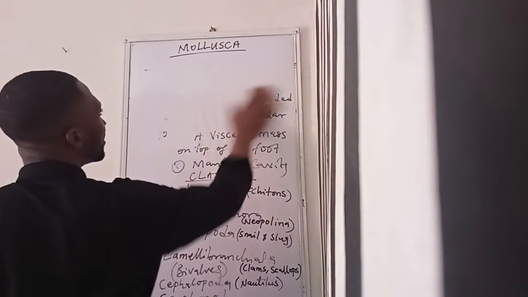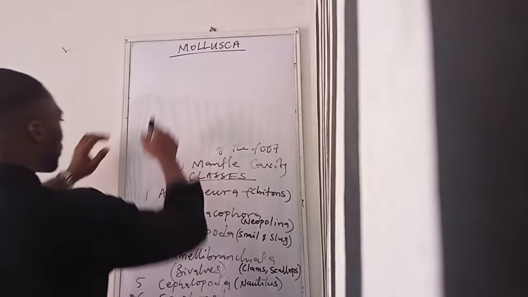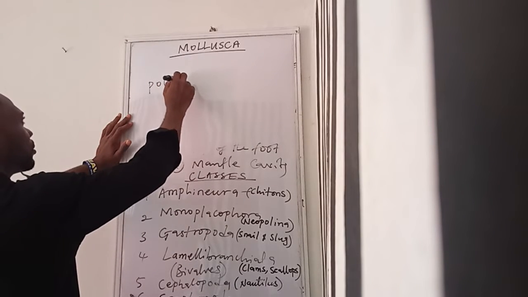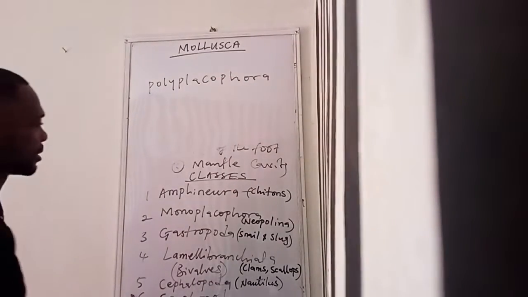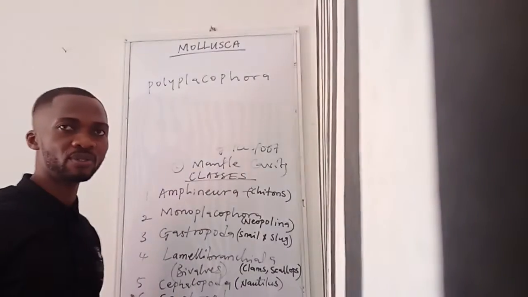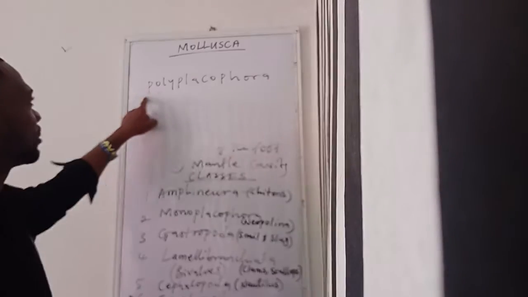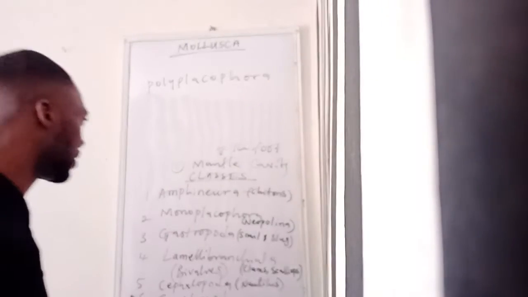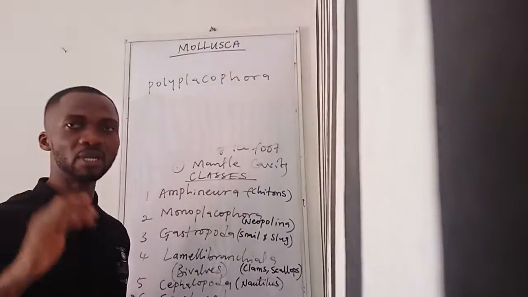Amphineura is also called polyplacophora, and the reason is because of the many shells. They have many shells, and for that reason, they are called Amphineura or polyplacophora. That is the presence of many shells. A typical example of these members of this organism is the chitons. If you look at the chitons, you see many layers of shells that are found in this organism.